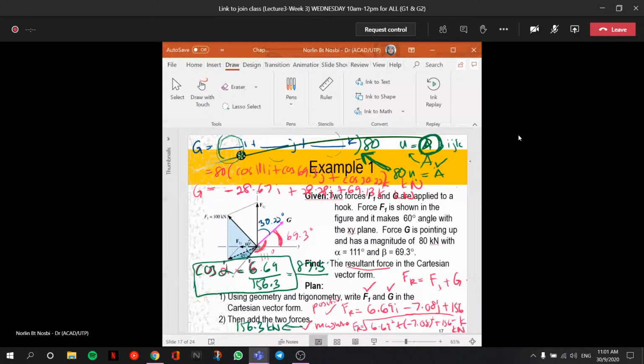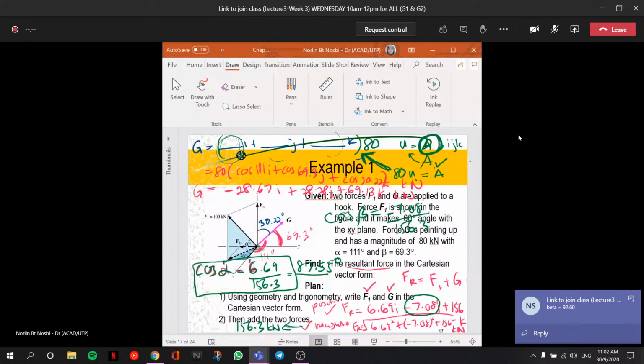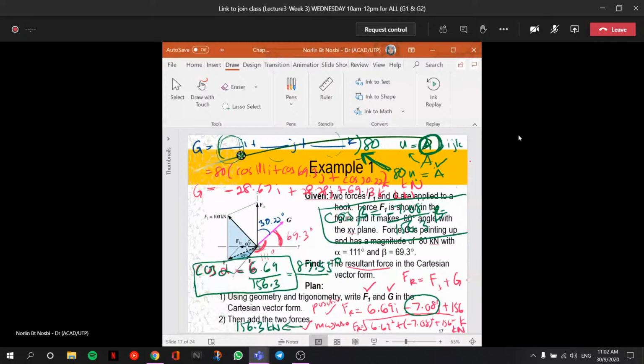You need to find beta and gamma. Now cos beta is equal to negative 7.08 over the magnitude value, 156.3. So you get the beta. Beta is 92.6.